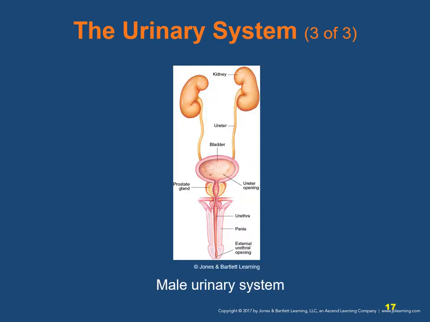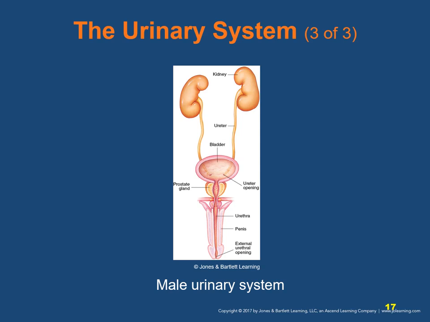This slide illustrates the male urinary system. And you can see the kidneys, one on each side, one ureter from each kidney into the bladder. In males, the prostate gland lies just below the bladder. And then if you follow it on down, the urethra comes from the bladder and urine travels through the urethra and is voided outside of the body.